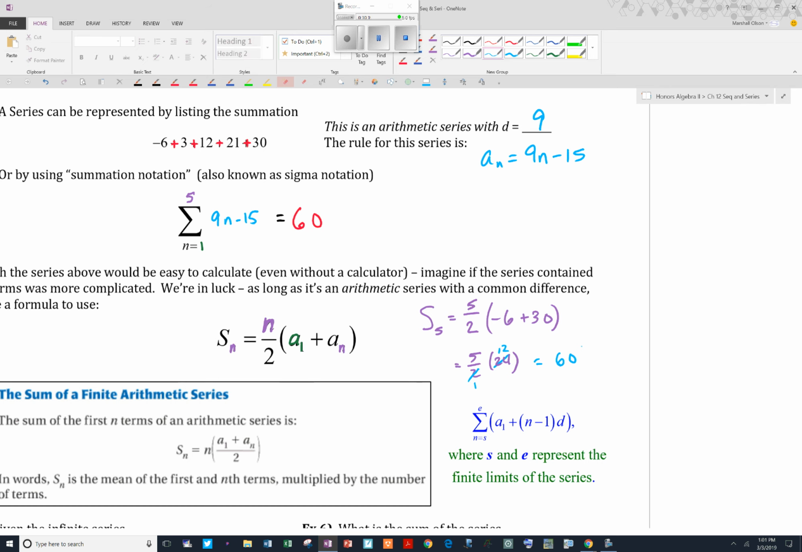This would be a lot more useful if we had a large number of terms. But it's always going to be expected that you use the formula anyway. Even if we say, hey, add up 6 terms, we don't want you listing them all out. We want you to get used to using this formula.